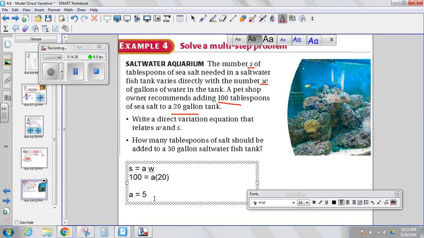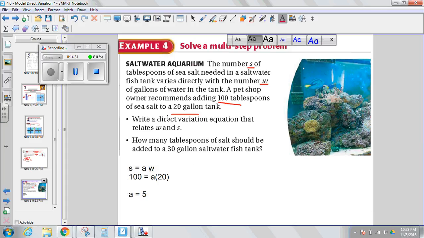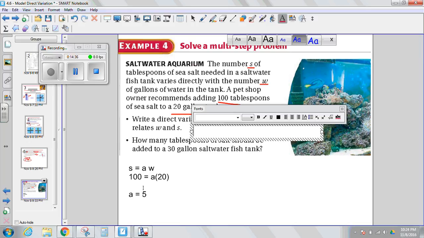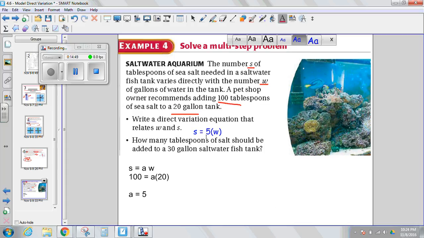So now I'm going to use that value I just solved for to write the equation that they were asking for in this first question. So I'm going to substitute in that 5 for A. So I get S equals, not A, 5 times W. I'll write it like this. And so that tells us that whatever gallon tank we have, we can figure out how much salt is needed. So for the second part, how many tablespoons of salt should be added to a 30-gallon fish tank?